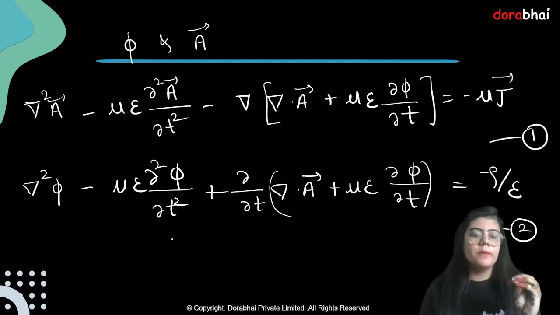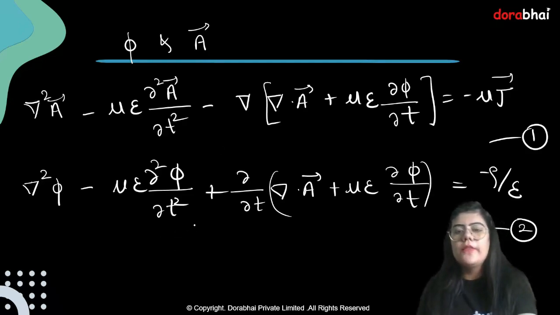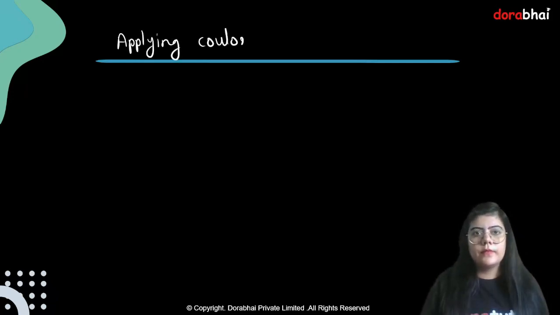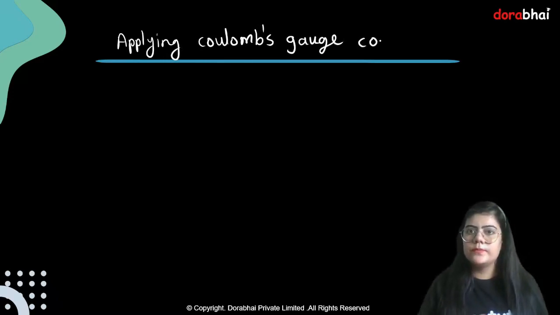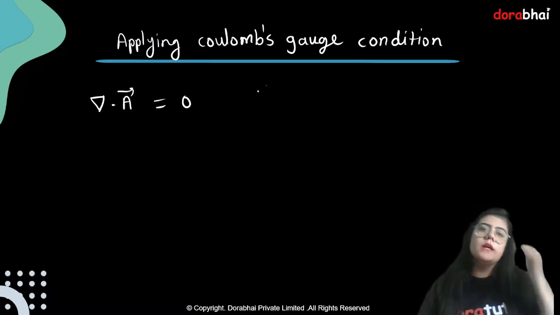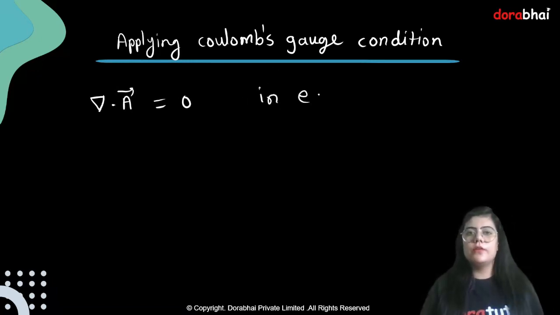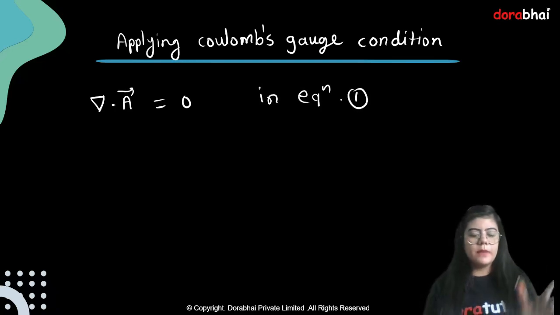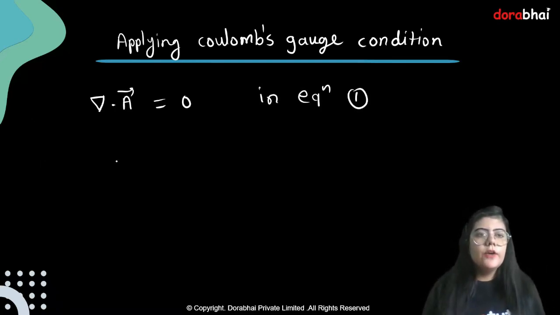Now let's apply Coulomb's gauge condition. What is Coulomb's gauge condition? Our Coulomb's gauge condition is that ∇·A bar is equal to 0. Let's apply it in equations 1 and 2. First apply it in equation 1. What will we get? We have ∇·A bar equal to 0.